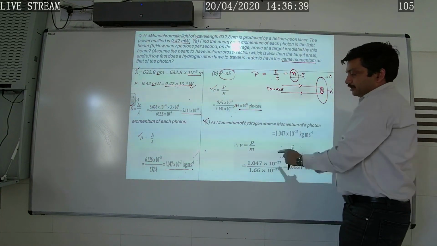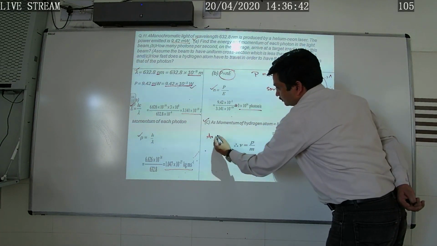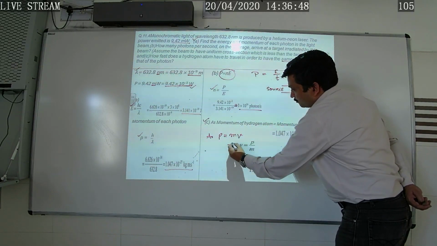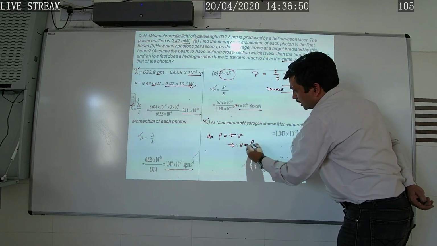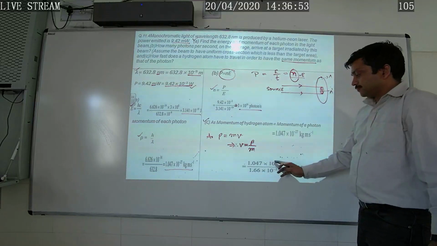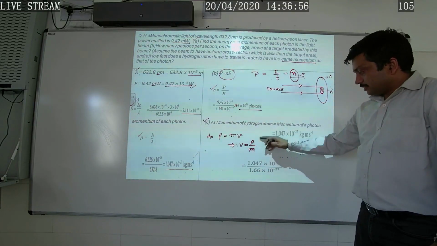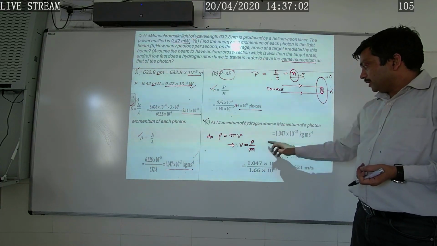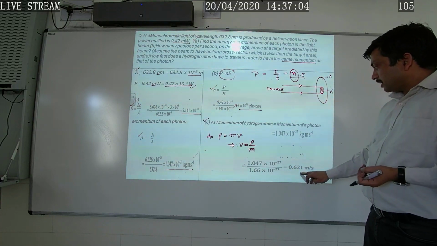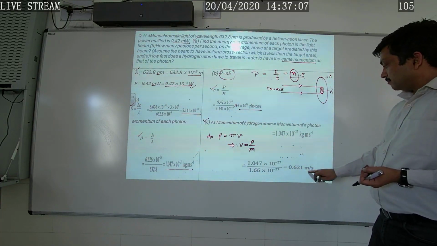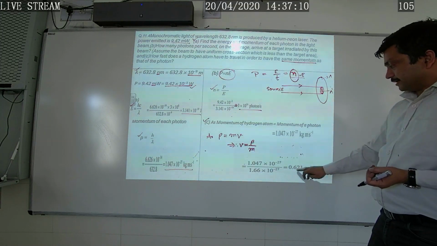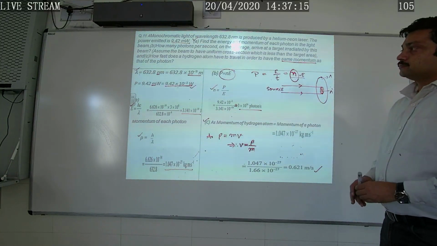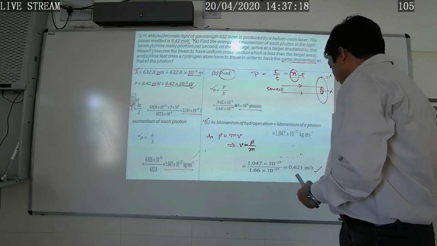Now we want to calculate speed. As we know, momentum is the product of mass and velocity, which implies velocity equals p by m. Putting in the respective values, the mass of the hydrogen atom is 1.66 into 10 to the power minus 27 kilogram. The momentum we have already calculated, so we got the answer, 0.621 meter per second. This will be the required answer. Now let's move to the next exercise.